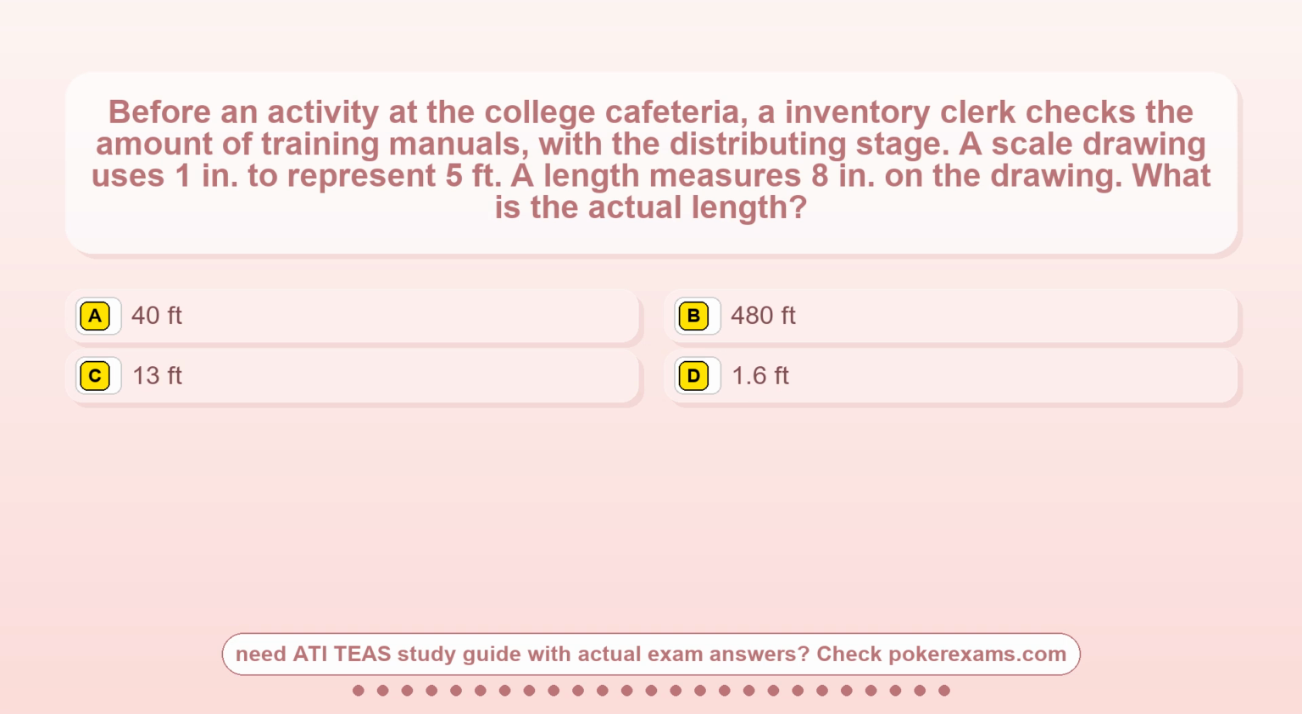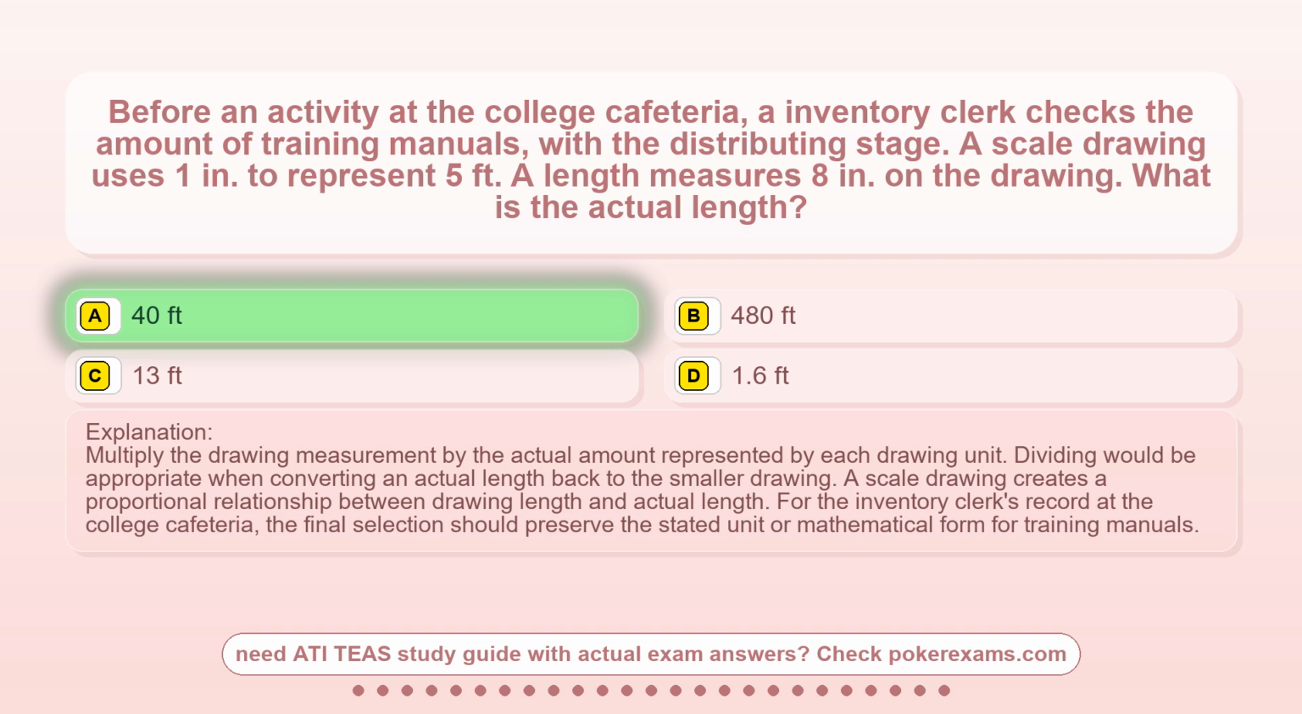Before an activity at the college cafeteria, an inventory clerk checks the amount of training manuals, with the distributing stage. A scale drawing uses 1 inch to represent 5 feet. A length measures 8 inches. On the drawing, what is the actual length? Option A, 40 feet. Option B, 480 feet. Option C, 13 feet. Option D, 1.6 feet. The correct answer is option A, 40 feet.